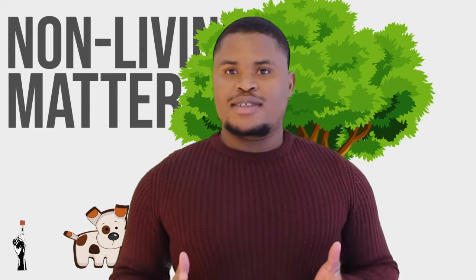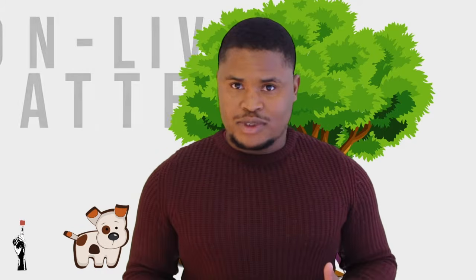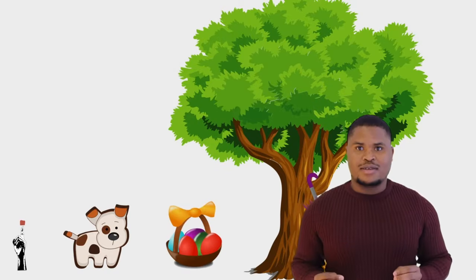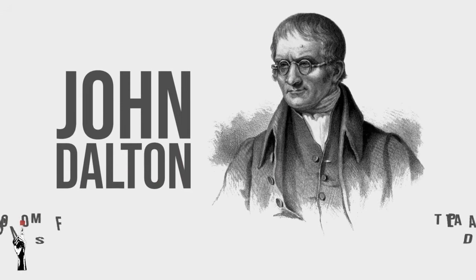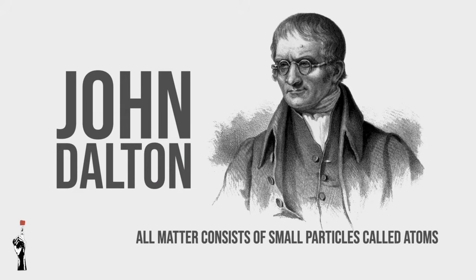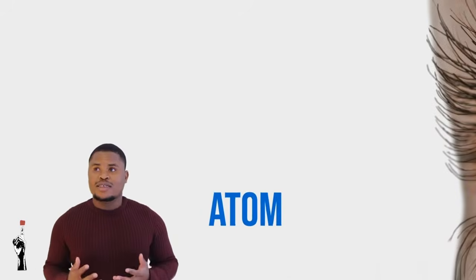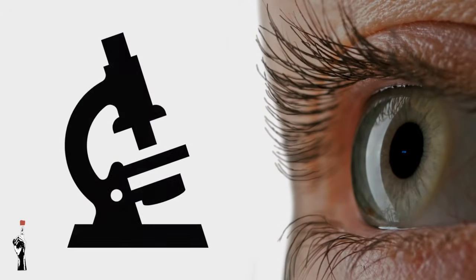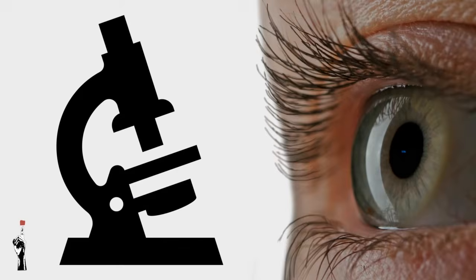A Greek scientist suggested that atoms describe the smallest particles of matter. His hypothesis was rejected for almost 2,000 years until John Dalton reintroduced the concept to the science community. He claimed that all matter consists of small particles called atoms. We cannot see these small particles with our ordinary eyes. We need a special microscope to see these atoms.